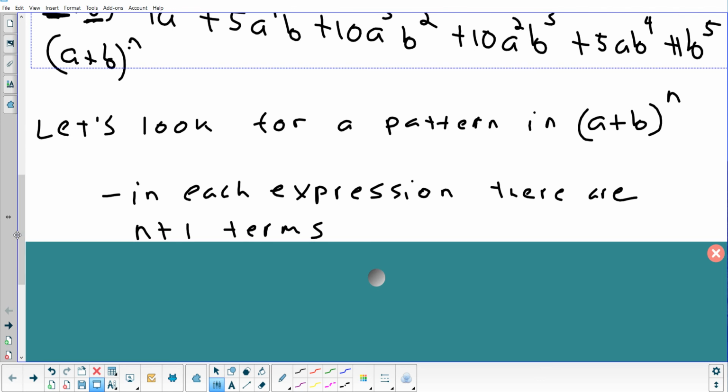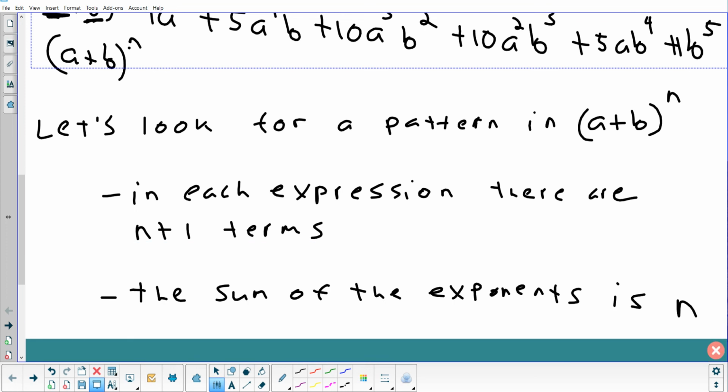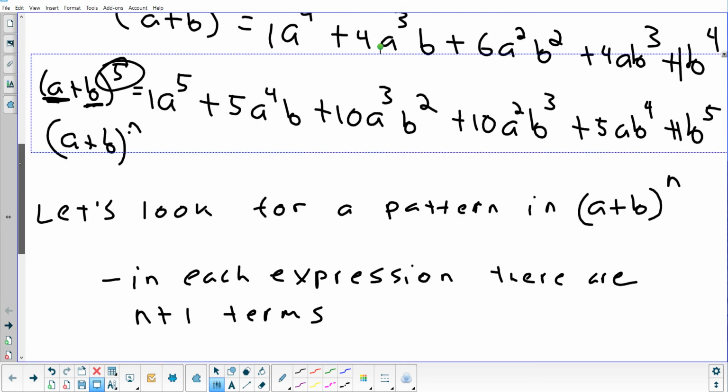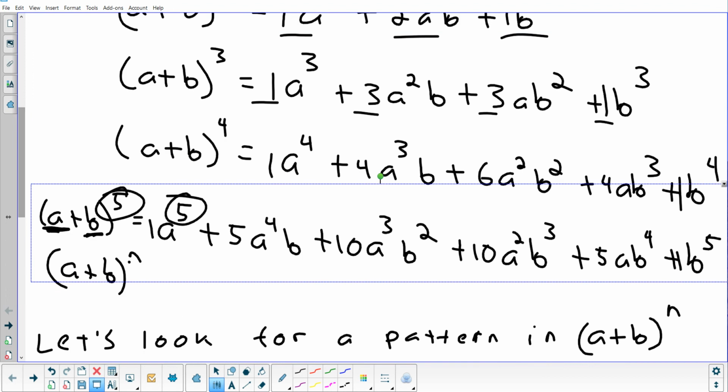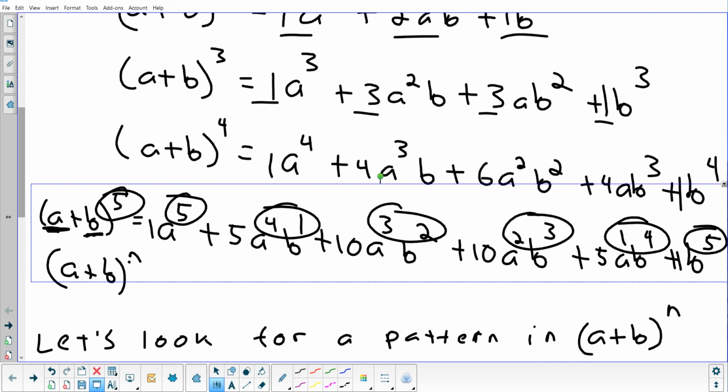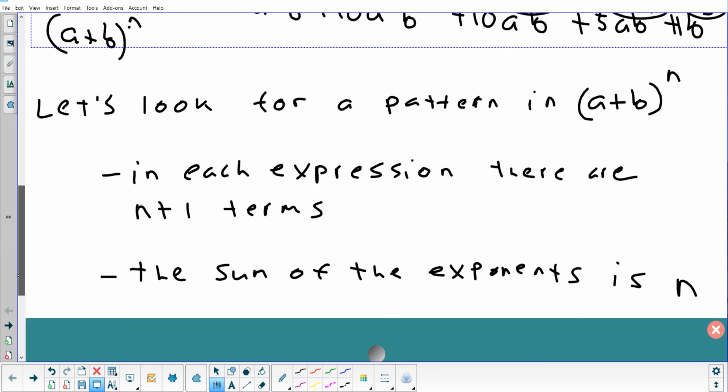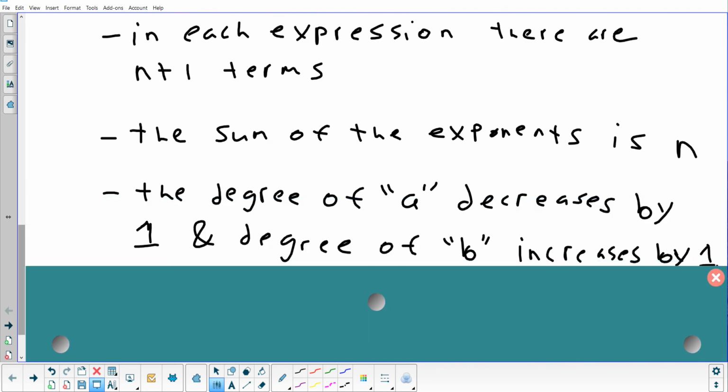In the expansion, you always have one more term than the exponent you were using. Nobody saw this one: the sum of the exponents is n. So that's a 5. 4 plus 1 is 5. 3 plus 2 is 5. 2 plus 3, 4 plus 1, and 5. The sums of all the exponents on the terms for each term comes out to 5. But I think we've noticed every other pattern.